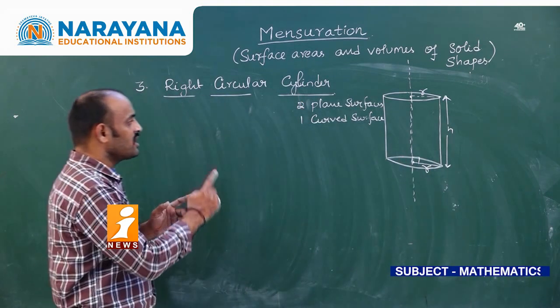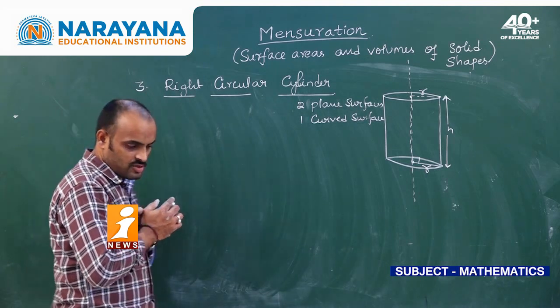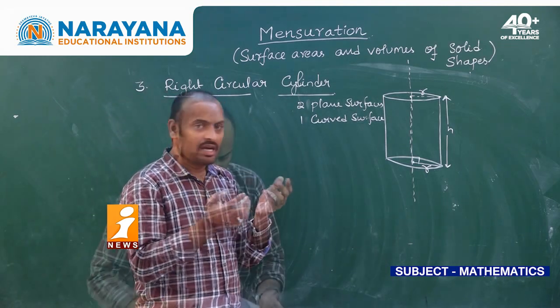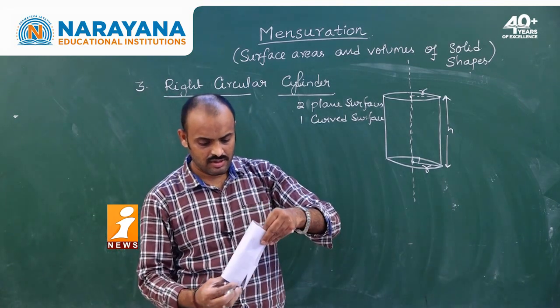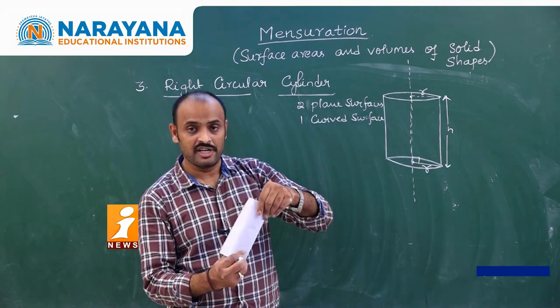Now coming to curved surface area. So what I do is, I have a paper which is of cylindrical shape.